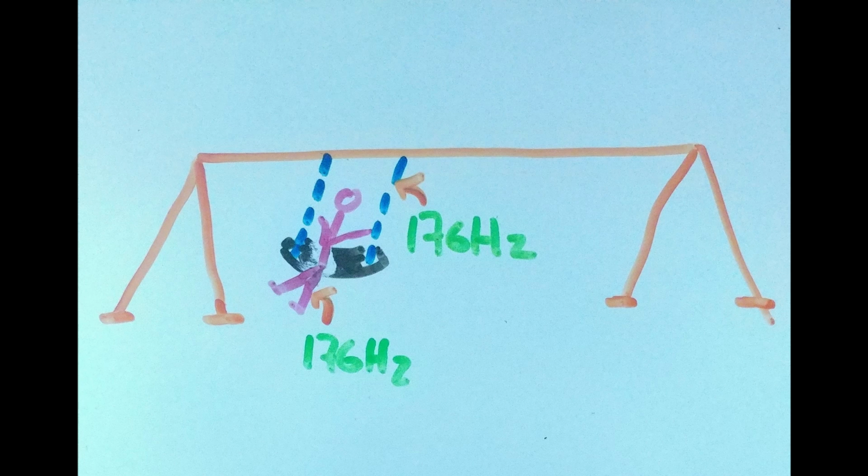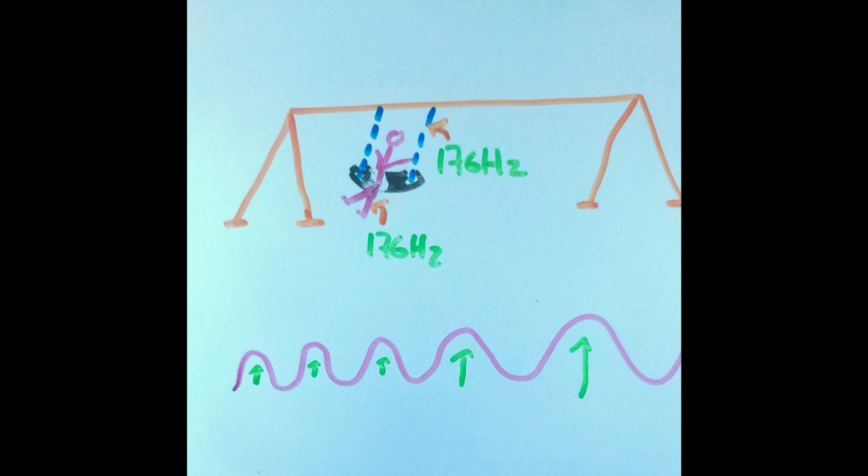If you were to swing your legs at the same frequency, the swing will gradually increase in amplitude, therefore making it swing higher. If something is outputting the same frequency as an object's natural frequency, it will vibrate. This is called sympathetic resonance.